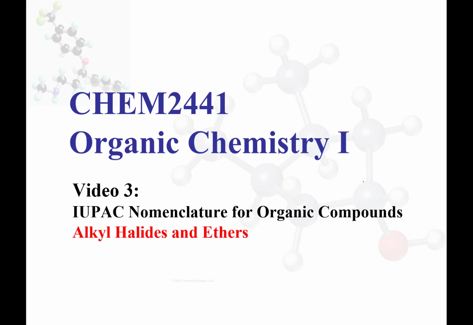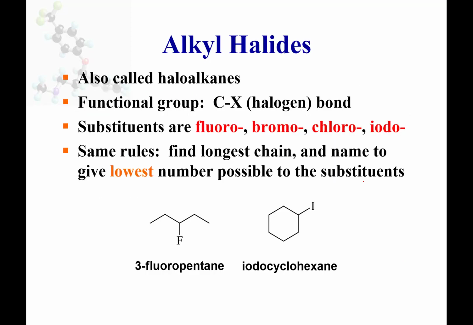Hello, this is video 3, and in this video we're going to go over the rules for naming alkyl halides and ethers. Alkyl halides is one family of organic compounds, which are also called the haloalkanes. This name reminds us how they are being named. The functional group is a carbon-halogen bond, and the substituents, depending on the halogen, can be fluoro, bromo, chloro, and iodo. Actually, the rules are quite similar.